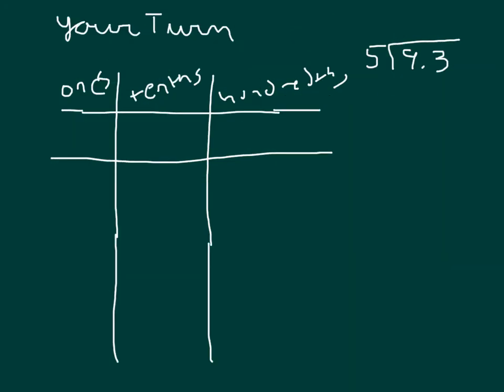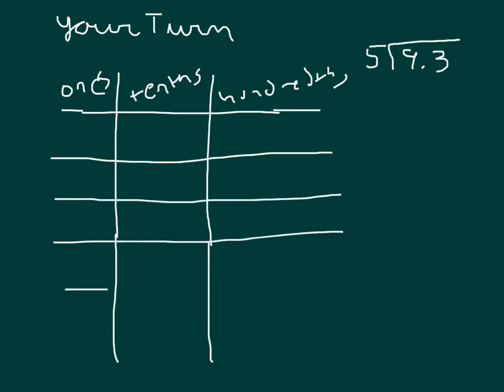Your turn. We have 9 and 3 tenths, and we are dividing it by 5. Set up a place value chart and solve it, and then also use the standard algorithm to work out your problem. And remember, we are dividing into 5 groups there.